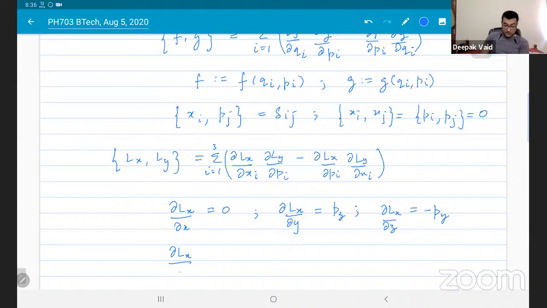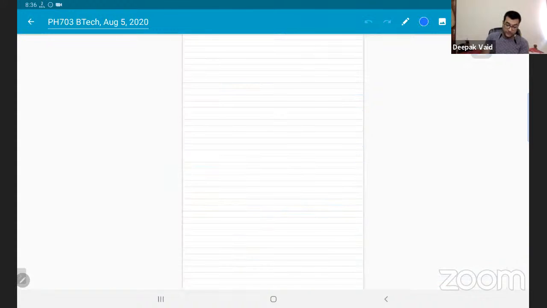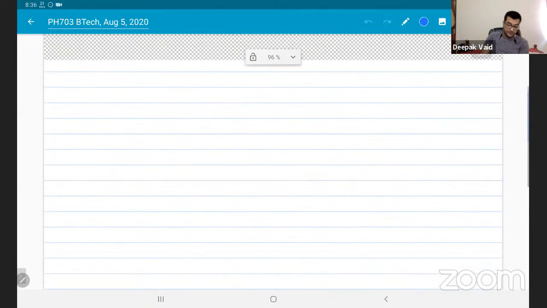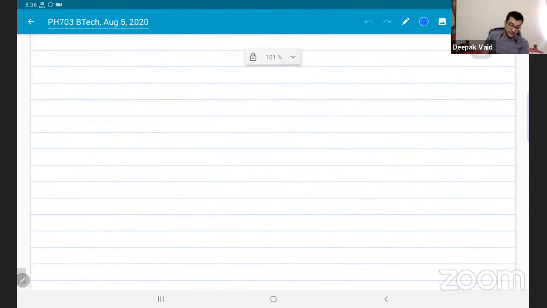Similarly, dLx by dpx is 0, dLx by dpy is equal to minus z, dLx by dpz is equal to 1. So on and so forth, right? So I can substitute this into my Poisson bracket and see what I get.